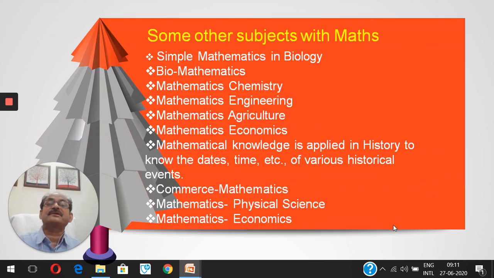These are some subjects related to mathematics: mathematics in biology, biomathematics, biochemistry, mathematics in engineering, agriculture, economics, and mathematical knowledge applied in history for known dates, time, and various historical events. These are connected to mathematics, commerce of mathematics, mathematics of physical sciences, mathematics of economics. So all these things are interconnected. Maybe, my dear participants, you can understand what the interdisciplinary nature is. I hope you understand.